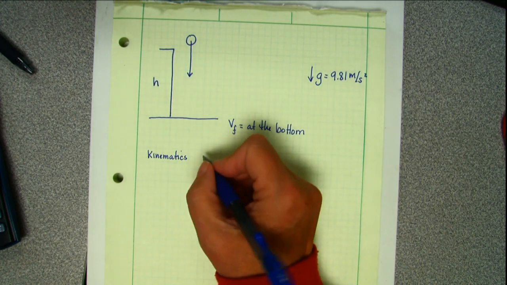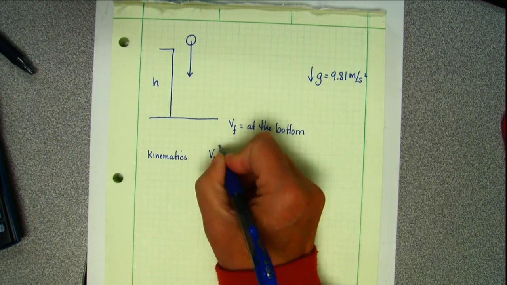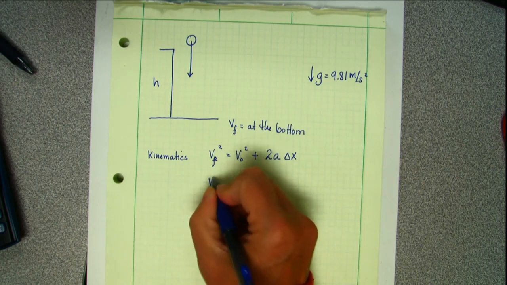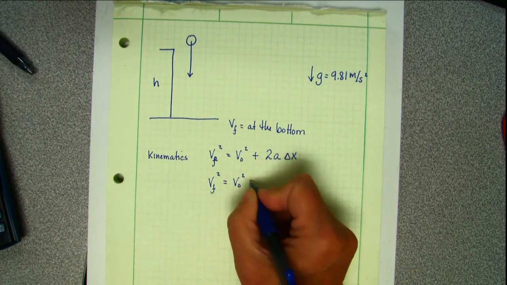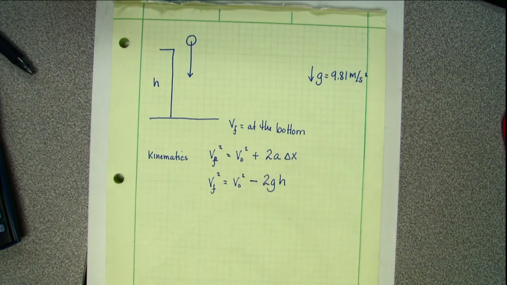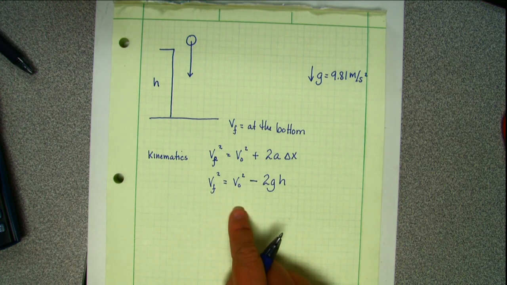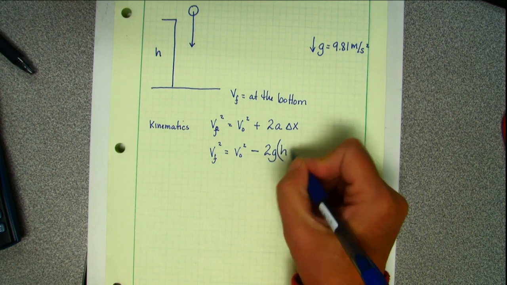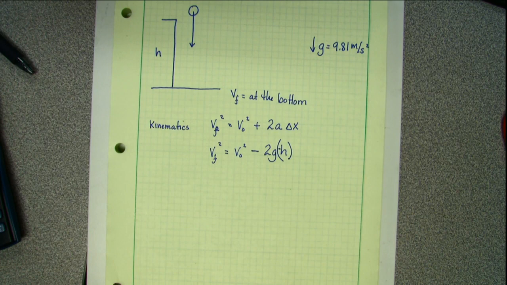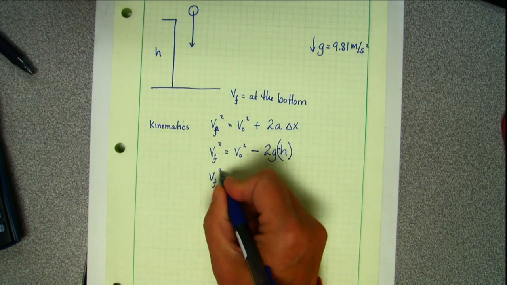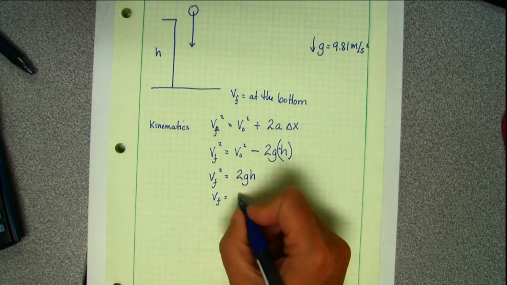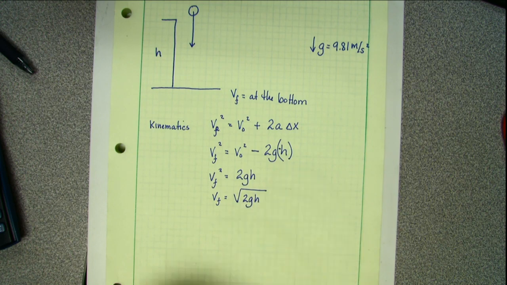The kinematics, right? We know that the final velocity squared is equal to the initial velocity squared plus 2 times my acceleration times my change in position. So if I write this out, I get final velocity squared is equal to initial velocity squared minus 2 times my acceleration due to gravity times my height. Now we're in the y direction, so life is good, right? And my change in height has got to be negative, so I'm going to put my negative in there because otherwise I'm going to have a real problem. So my final velocity squared is equal to 2gh. And my final velocity is equal to the square root of 2gh. That's our kinematics way of dealing with our ball drop.